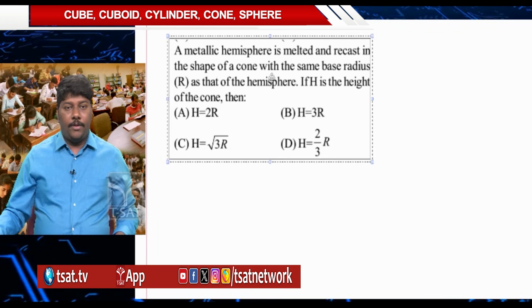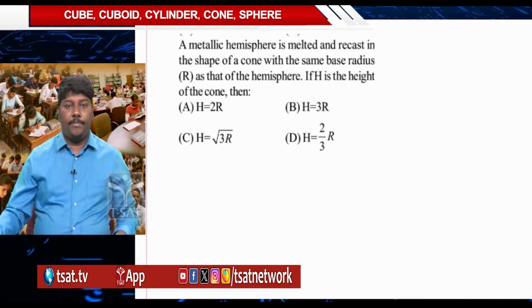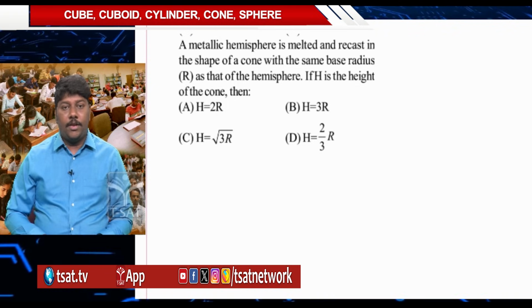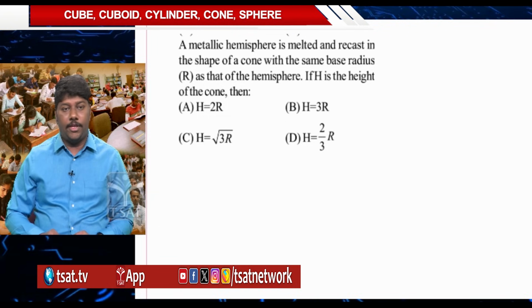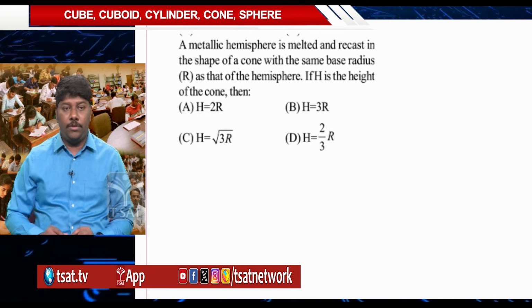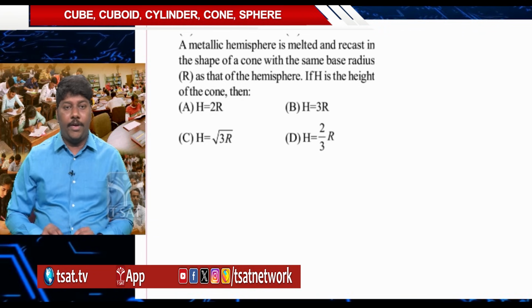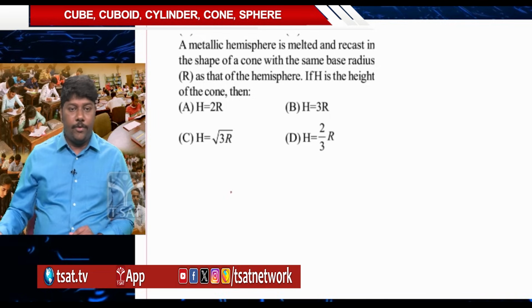Look at the next one. A metallic hemisphere is melted and recast in the shape of a cone with the same base radius, capital R, as that of the hemisphere. If h is the height of the cone, then he is asking you the relation between the radius of the hemisphere and the height of the cone, and for both of them the radius is same. You are melting a hemisphere and you are forming a cone, it is related to both sphere and cone. So you just need to equate their volume.